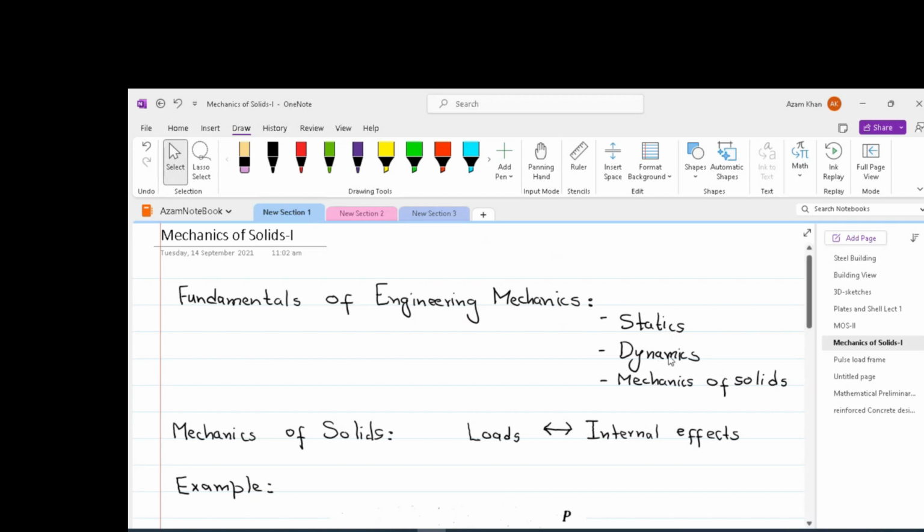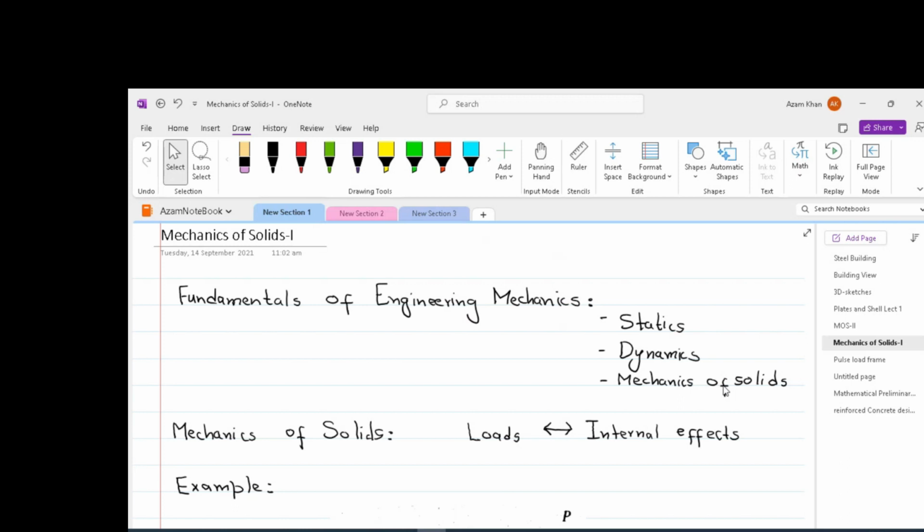The difference between statics, dynamics, and mechanics of solids is that in these two, you normally have rigid structures. So the structures don't bend, they transfer the load straight away. There is no deformation considered in them. In the mechanics of solids, we are dealing with those structures which are bending, which have got deformations inside, and our aim is to understand the deformations and stresses which are developed inside.